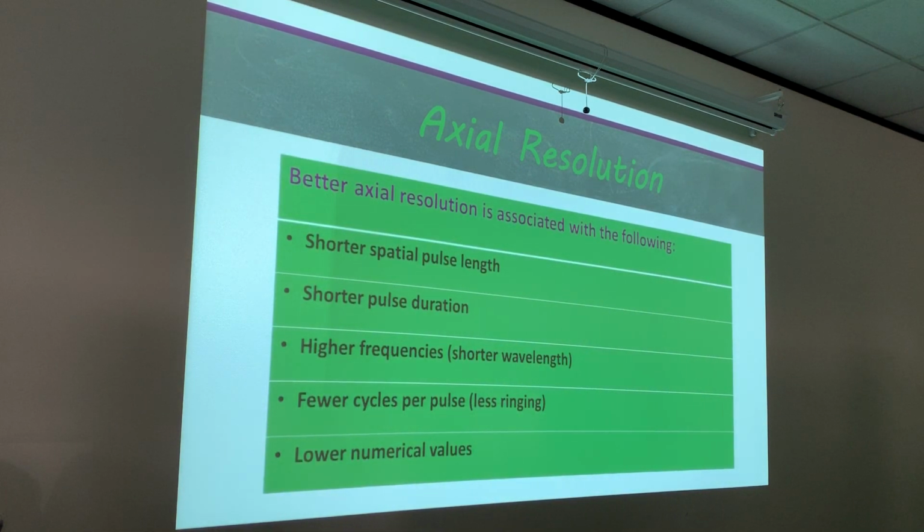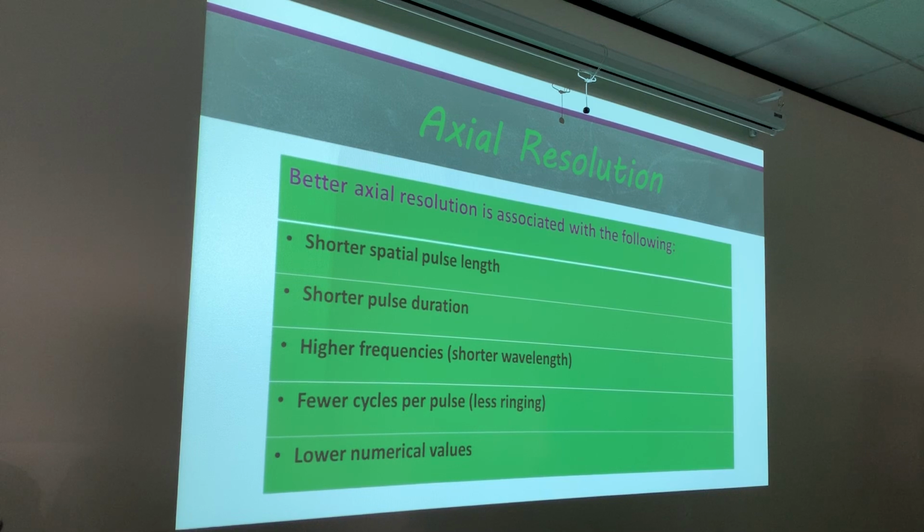All right, guys? So, better axial resolution is associated with all of the following. Shorter spatial pulse length, right? We love short spatial pulse length because that's going to give us the best axial resolution. All right? Short pulse duration. That's also related to axial resolution, correct? But I want you guys to know that axial resolution is determined by, and that question never comes up, what is axial resolution determined by? The spatial pulse length. But it's related to pulse duration. Okay.